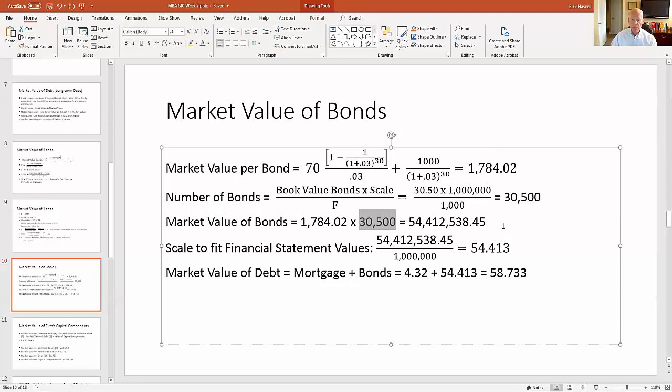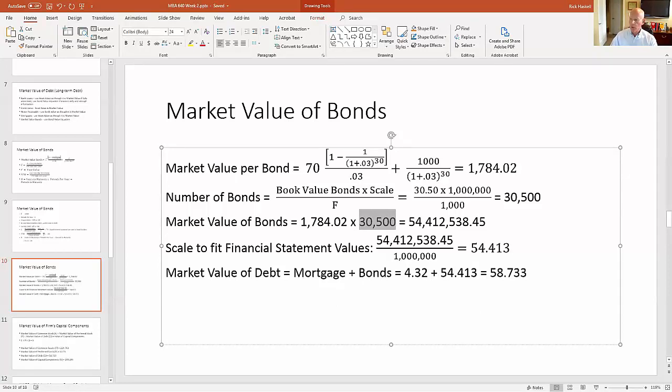I want to bring this back now so that I can fit it into the other kinds of numbers that I'm using from my financial statements. And remember that those numbers were all in the scale of 1 million. So I have to take this actual dollar value and divide it by 1 million. So I now know that the market value of my bonds when looking at a $1 million scale is 54.413.